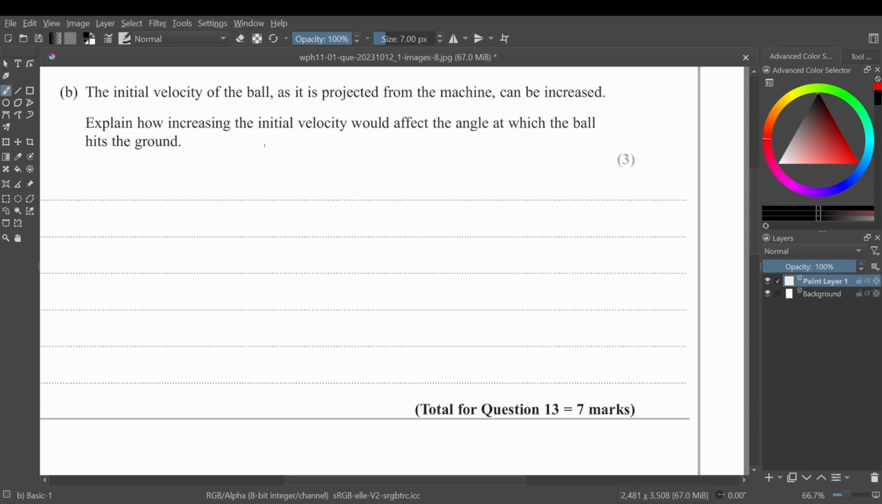Okay, so part B says that the initial velocity of the ball as it is projected from the machine can be increased.